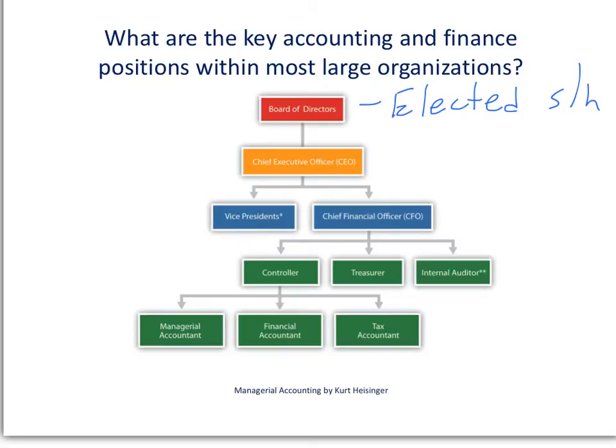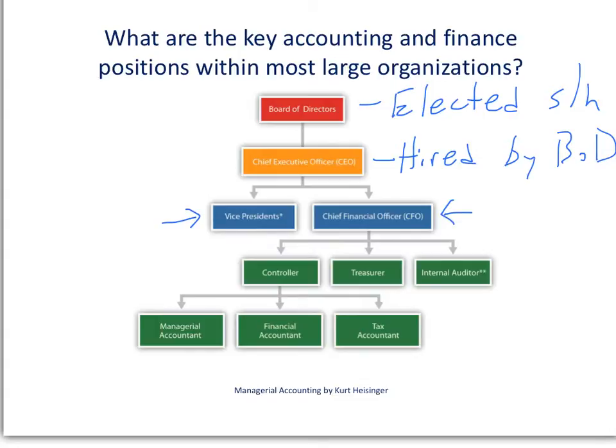But the board of directors are responsible for hiring the chief executive officer. So the CEO is hired by the board of directors. The CEO essentially runs the company. The CEO is in charge of the entire company and oversees the vice presidents of various areas within the company. For example, it could be vice president of marketing, vice president of production, vice president of human resources. The chief executive officer also oversees the chief financial officer, the CFO.